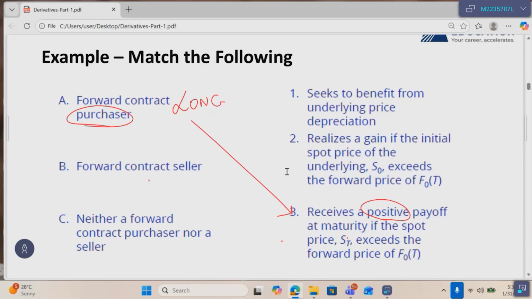Now, you are given that the initial spot price exceeds the forward price. Who seeks underlying price depreciation? What's the answer? Neither forward purchaser nor seller. Clear? Okay. Purchaser wants appreciation and therefore he will earn at maturity. Seller wants depreciation and therefore he will earn at maturity if the price actually falls in the market, as he has the right to sell at a higher price. Neither forward purchaser nor seller will realize any gain if the initial spot price exceeds the forward price.